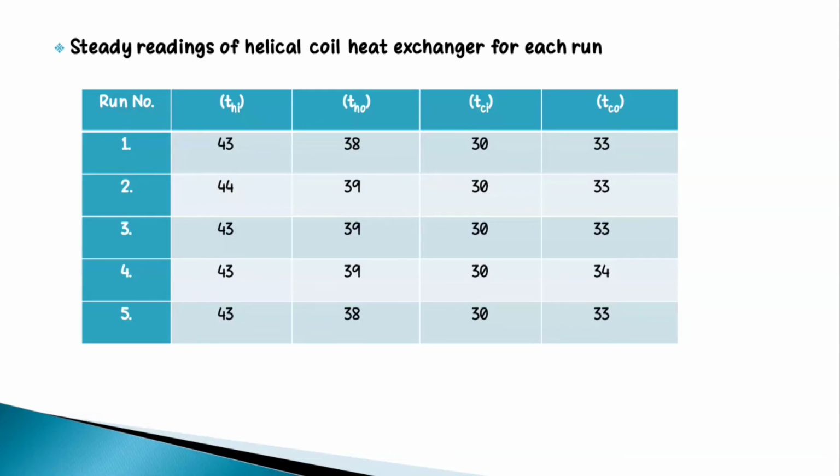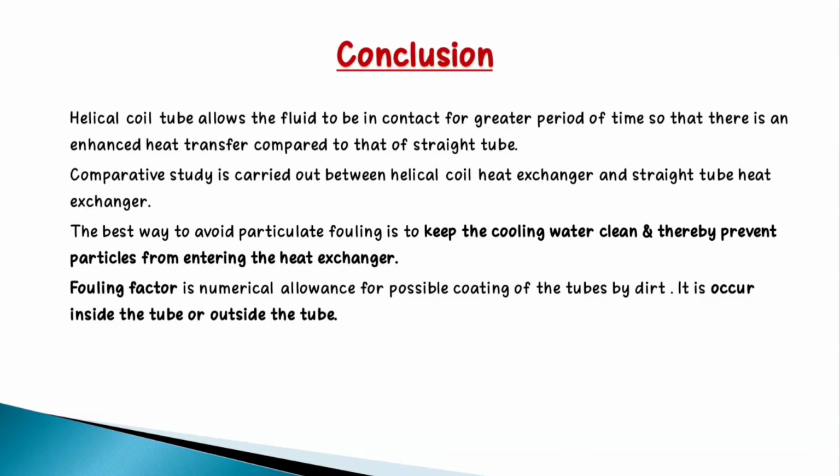Conclusion: the helical coil tube allows the fluid to be in contact for a greater period of time, so there is enhanced heat transfer compared to that of a straight tube. The best way to avoid particulate fouling is to keep the cooling water clean and thereby prevent particles from entering the heat exchanger. Fouling factor is numerically an allowance for possible coating of the tubes by dirt. It can occur inside the tube or outside the tube.